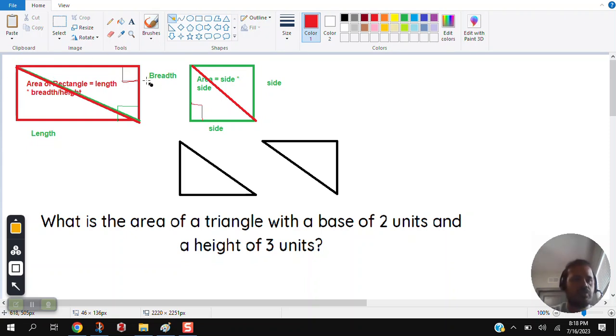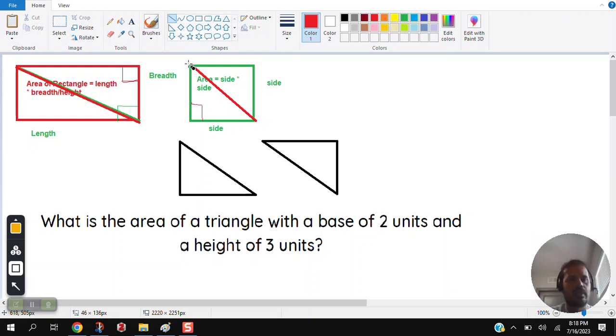Suppose if you cut the rectangle into 2 halves, the area of a rectangle can be cut into 2 halves by a diagonal. So this is one triangle, and this is another triangle. So when you combine the area on the 2 sides of the diagonal, you get the area of the rectangle.